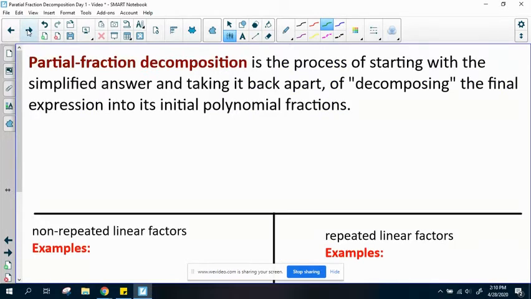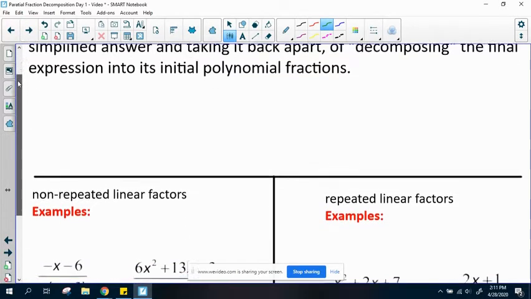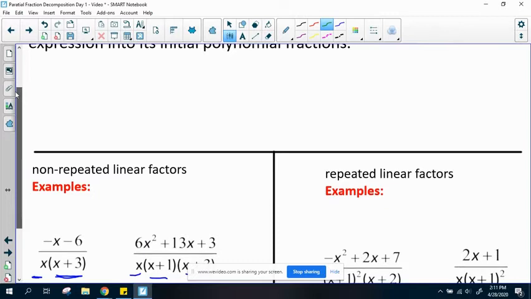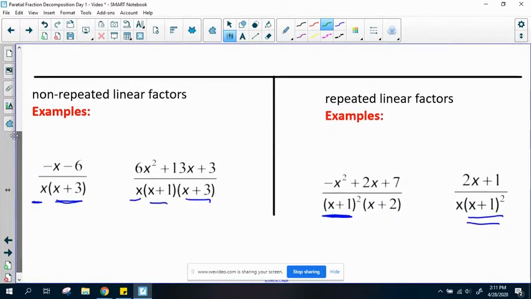Okay, so what you're going to want to think about is that it's the process of starting with a simplified answer and taking it apart, or decomposing it, into its initial polynomial fractions. Okay, so this video is going to deal with non-repeated linear factors, and the other video is going to deal with when you have repeated factors. So what does that mean? That means in the denominator, we're always looking at the denominators, you have a linear term. So in this first example, we have an x and an x plus 3. In the second example, we have an x, an x plus 1, and an x plus 3. It doesn't matter how many you have, each one would be broken apart.